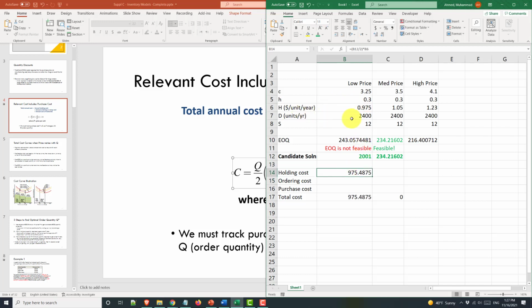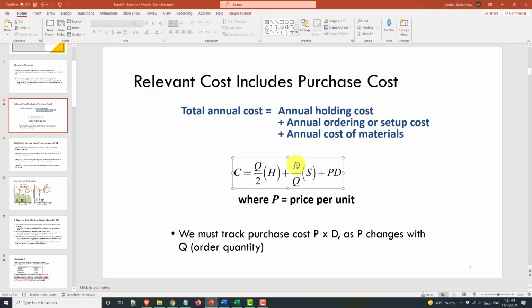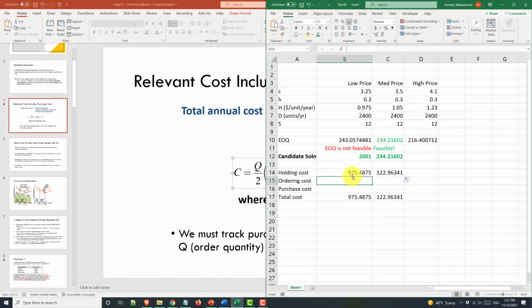So that's your holding cost, and then you can just drag it over and you also get the holding cost for the second solution. Then ordering cost is going to be capital D over the EOQ quantity Q times S. So you do capital D divided by the EOQ quantity. Notice we're going to use the candidate solution, not the one the EOQ formula gave us, because we rounded it up. You have to use the value you rounded up to get the cost, because you're not going to get a 3.25 price at 243. So we do D over Q times S, which is $12. And then you can just drag it to the right and do it for the second solution as well.